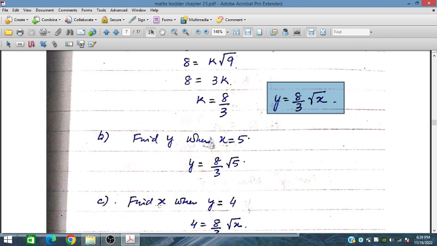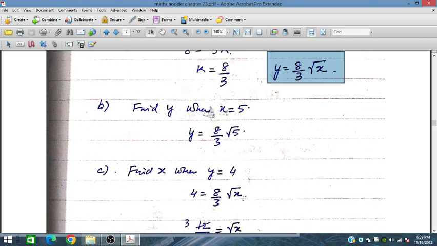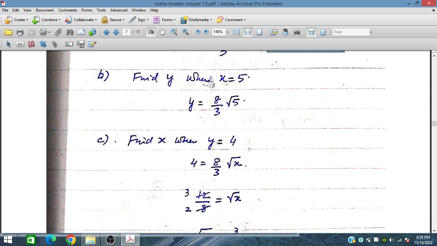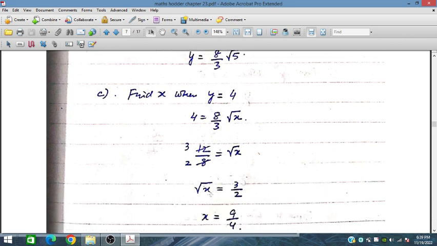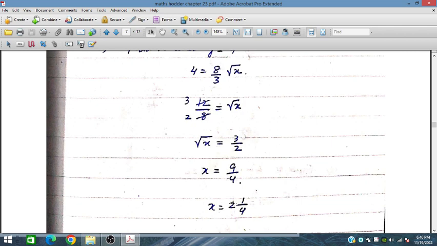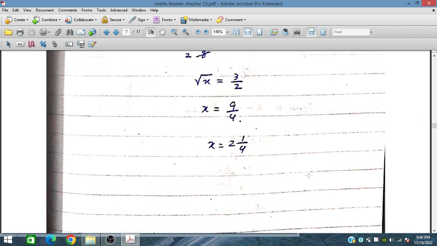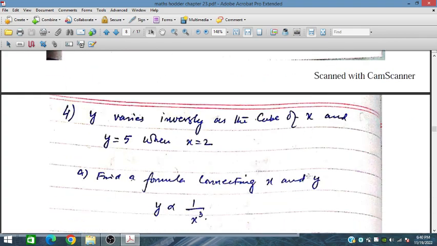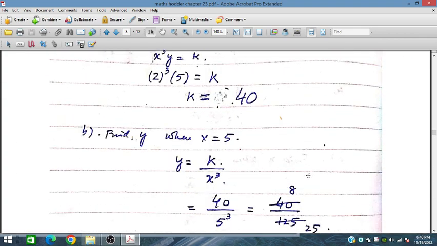Similarly for x when y is equal to 4, we can place y is equal to 4 here and enter x, and this is shifted here and 8, so this is square root of x equal to 3 by 2. Taking the square on both sides, this is 9 upon 4, so x is 9 over 4. Similarly this one can be solved.